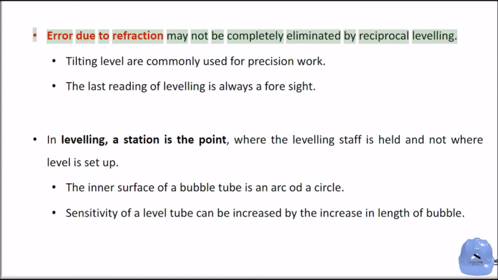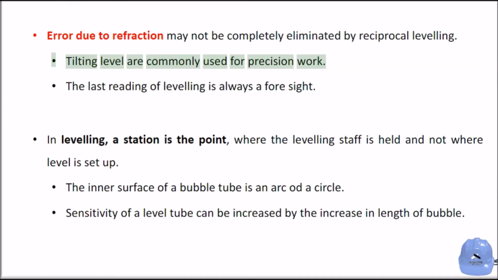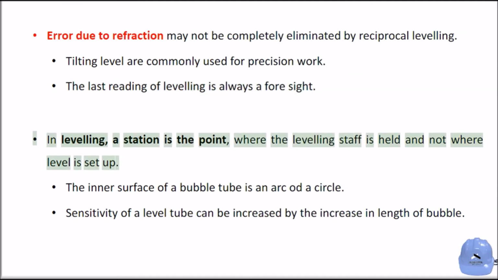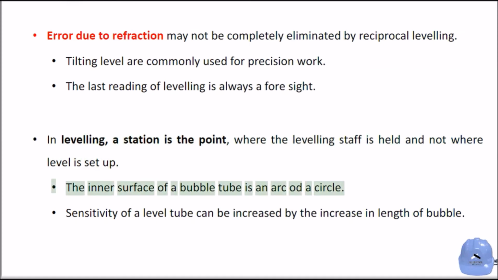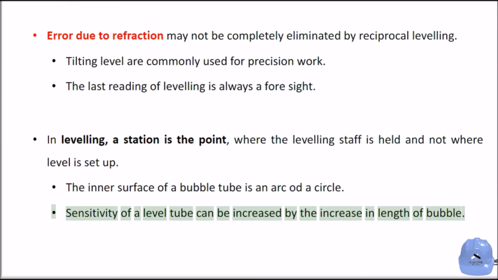Error due to refraction may not be completely eliminated by reciprocal leveling. Tilting levels are commonly used for precision work. The last reading of leveling is always a foresight. In leveling, a station is the point where the leveling staff is held and not where the level is set up. The inner surface of a bubble tube is an arc of a circle. Sensitivity of a level tube can be increased by increasing the length of the bubble.